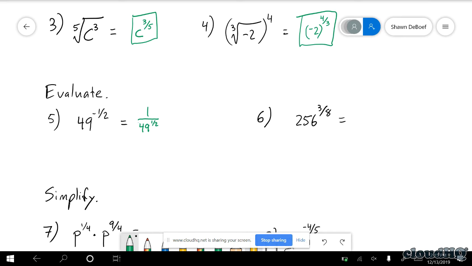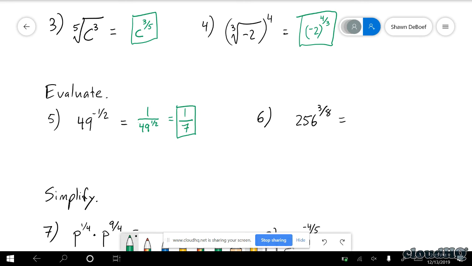So let's go ahead and do 49 to the 1/2. But just understand it's 1 over that. So an exponent of 1/2 does mean square root. Square root of 49 is 7. So 1/7. And I didn't bother writing it as a square root because I think with 1/2 we can hopefully understand that 1/2 means a square root.